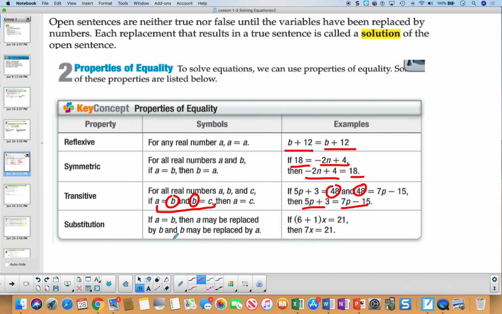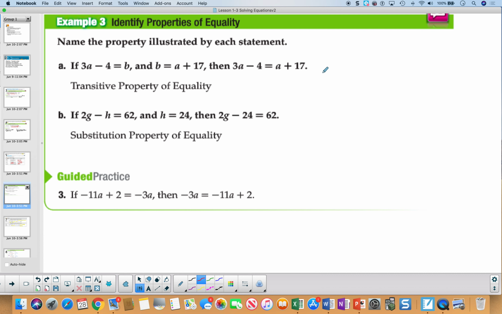And substitution is about replacing. So we can take an expression and replace it, and then have a new expression here. We're going to name the property illustrated by each statement. I want you to notice that we have these expressions that are equal to the same thing. When they're equal to the same thing and they equal each other, that's called the transitive property.